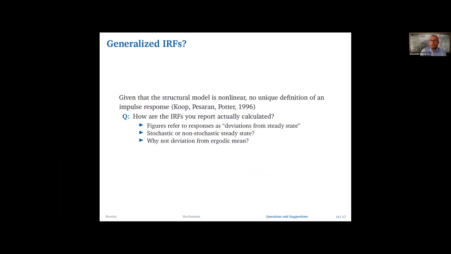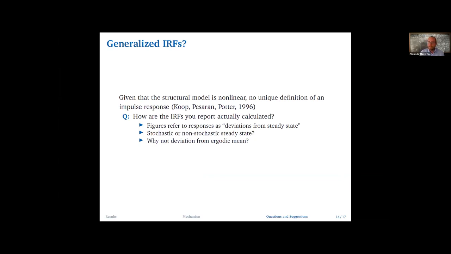The impulse responses you give us, I'm not sure what they were. The structural model is nonlinear. There's no unique definition of impulse response. And going through the paper, I couldn't find anything, could just find them as deviations from steady state. You mentioned the steady state before. What is the steady state here? Is this a deterministic steady state? Is this a stochastic steady state?